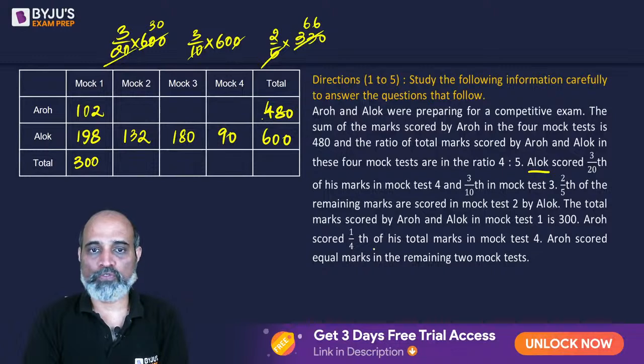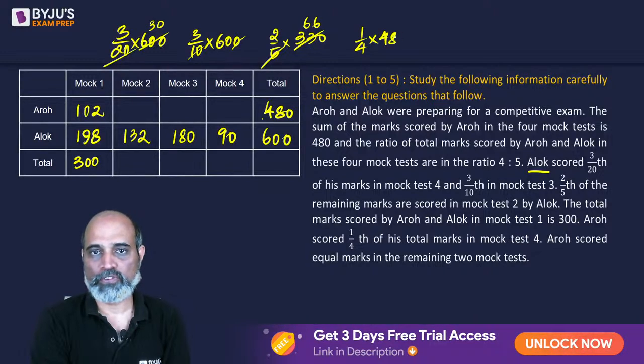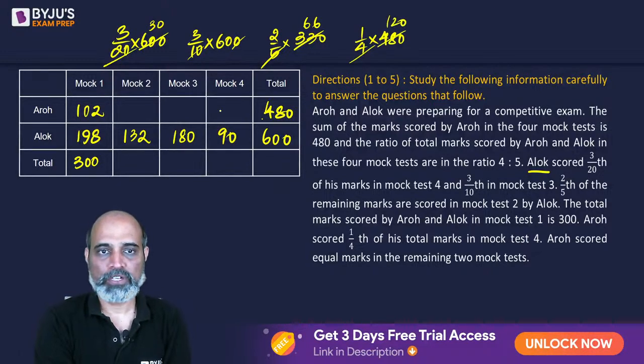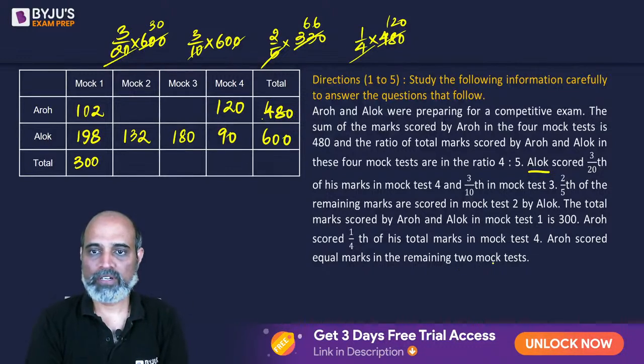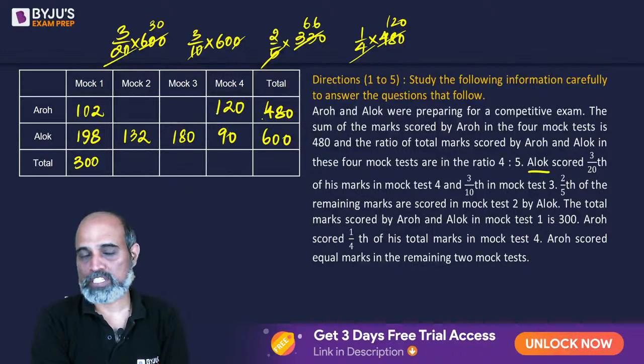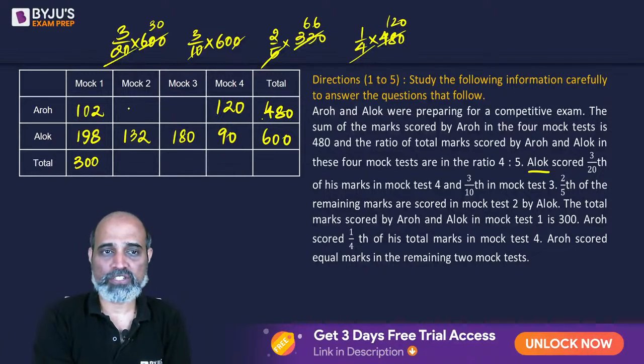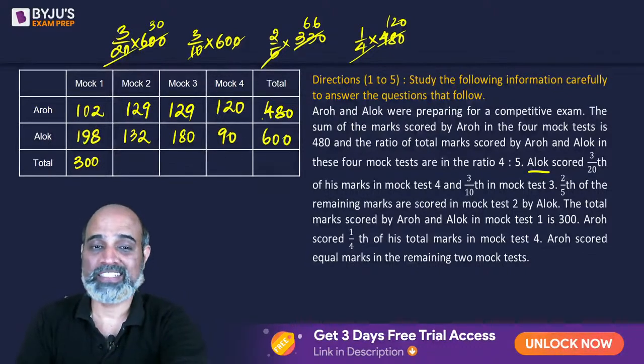Okay. Aro scored 1/4 of his total marks in mock test 4. So 1/4 of total, which is 480, which is going to be 120 in mock number 4. Aro scored equal marks in the remaining 2 mocks. So out of 480, if we subtract 102 and 120, the sum of which is 222, 480 minus 222 is going to be 258. Half of 258, which is going to be 129, is in mock 2 and 129 is going to be in mock 3. So equal marks in the next 2 mocks, right?